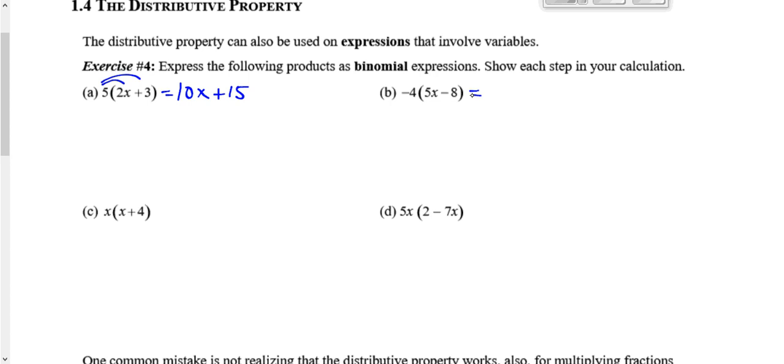Distribute through the negative 4. Negative 20x plus negative times a negative plus what? 32. And they do not combine, they're apples and oranges, right? Okay. What about part C?